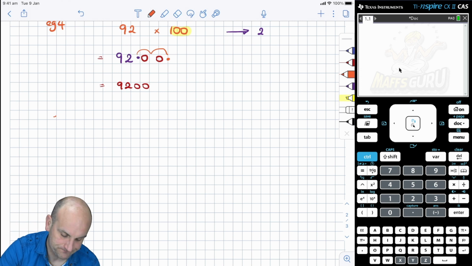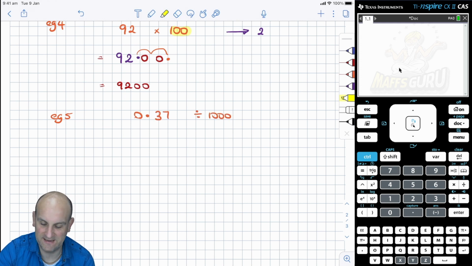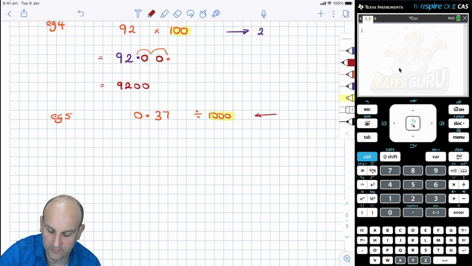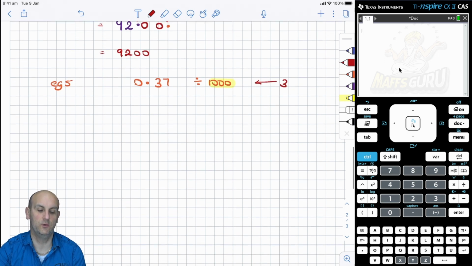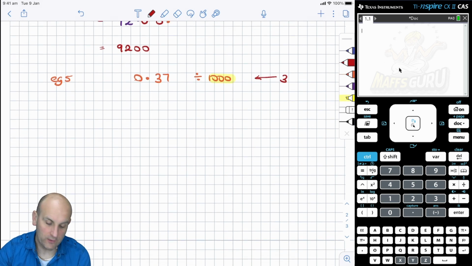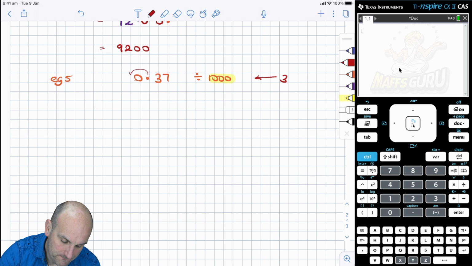What about division? What if I had 0.37? Let's divide by 1,000. Let's get mental. So three zeros means I'm going to move my decimal point three places to the left. So it's going to go 1, 2, 3. So that's where my decimal point is now. The 0, the 3, and the 7 are there.